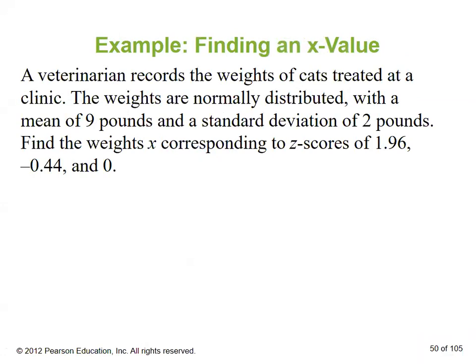A vet records the weights of cats treated at a clinic. The weights are normally distributed with a mean of 9 pounds, standard deviation of 2 pounds. So you want to find the weights, which would be x values, that correspond to z-scores of 1.96, negative 0.44, and 0. So do you understand what that's asking you to do? All right, let's look at it and make sure we get to the point that this makes sense.